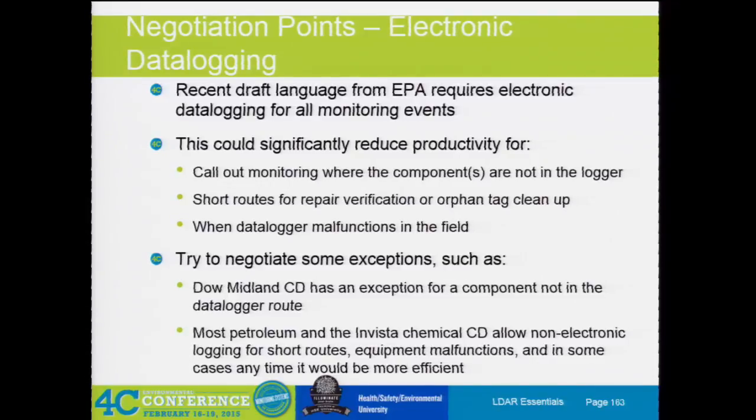But then try to negotiate some exemptions. There you go, Dow Midland. CD has an exemption for components not in the data logger route. So if you have a random component that was added during midnight before you go out there and monitor it, surprisingly enough, it still does happen. Tag it, monitor it, come back, put it all in the database right then and there. There's no reason that you shouldn't be allowed to do that.